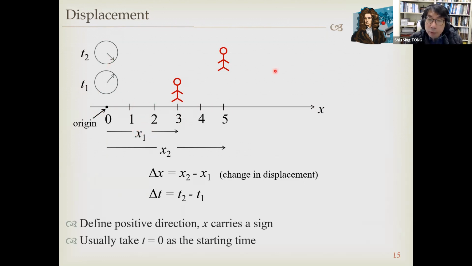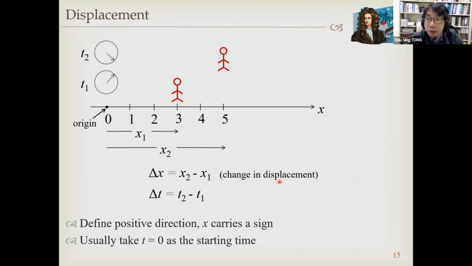And at another time, the person has moved to another position. He's now at a distance of 5 meters, say, from the origin. And I call this new coordinate x2. Okay, so I'm interested in the change in position. The change in position is x2 minus x1. And formally, we call that the change in displacement. Okay, the displacement has a direction.